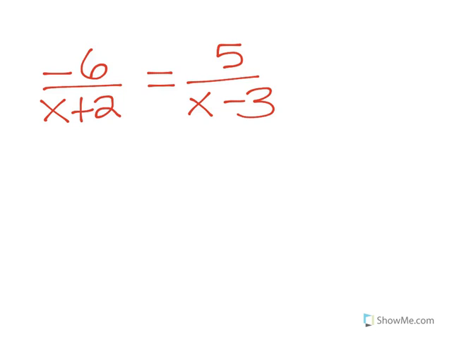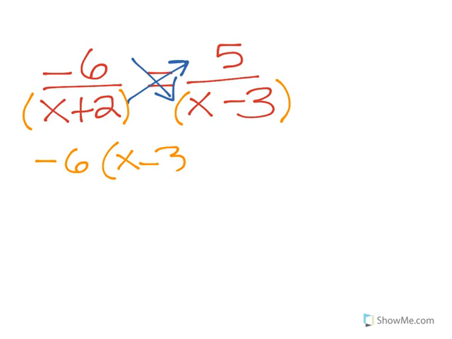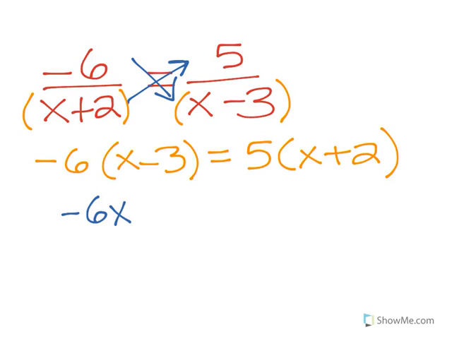This is an example when we have just one fraction on either side. So we're going to cross multiply and then solve for x. Now when you cross multiply, now that we have a polynomial in the denominator, just know that you need parentheses because you're going to have to distribute. So we have negative 6 times x minus 3 equal to 5 times x plus 2. So that our next line is going to be negative 6x plus 18 equal to 5x plus 10.